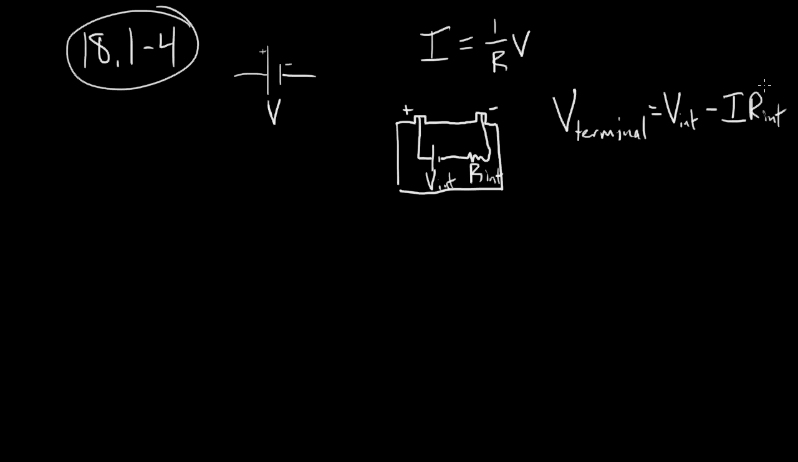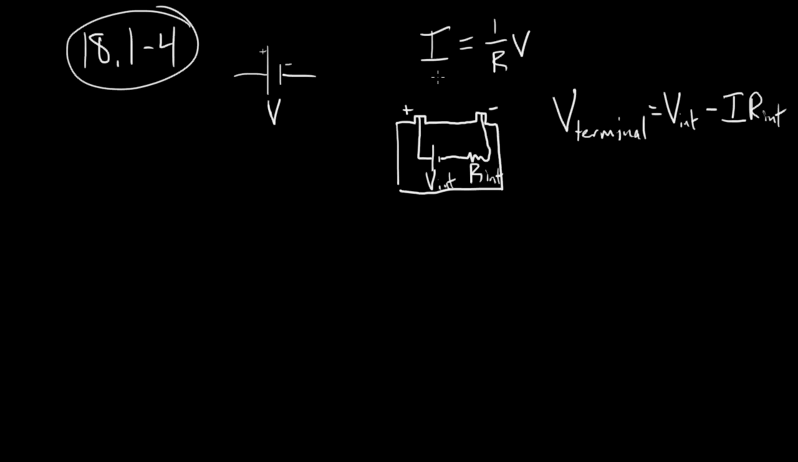So if no current flows, this is 0, and the terminal voltage is equal to the internal voltage. But once you start driving a current using the battery, then this resistor inside, there's not really a resistor, but this model resistance inside will start using some of the energy of the charges, and you don't get all of the internal voltage at your terminals.